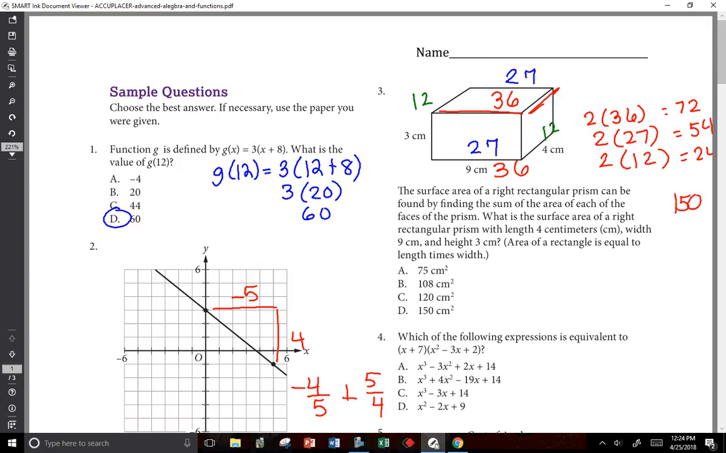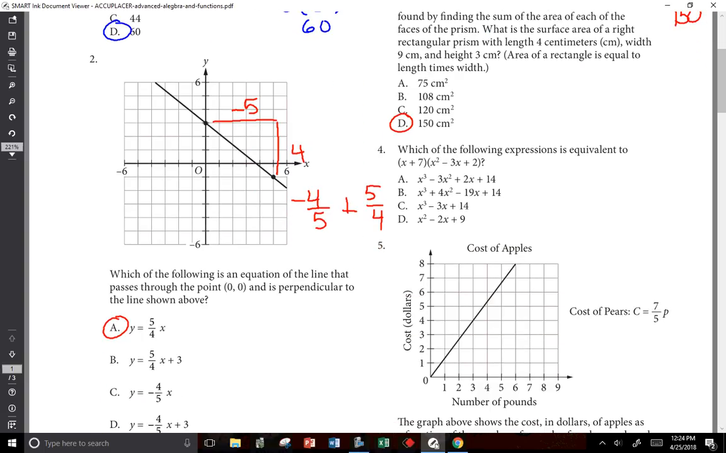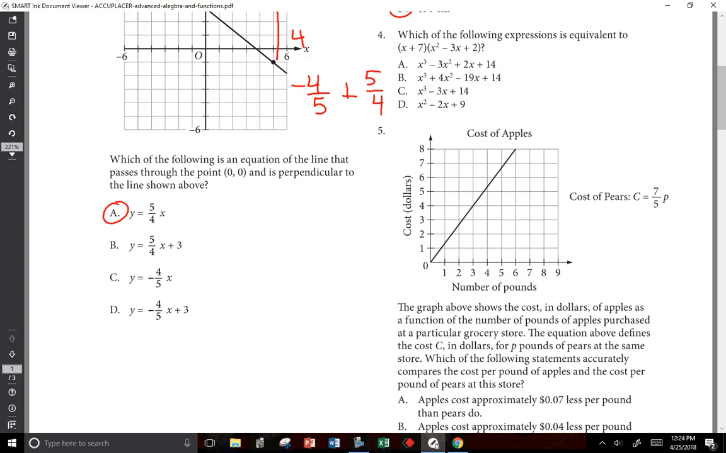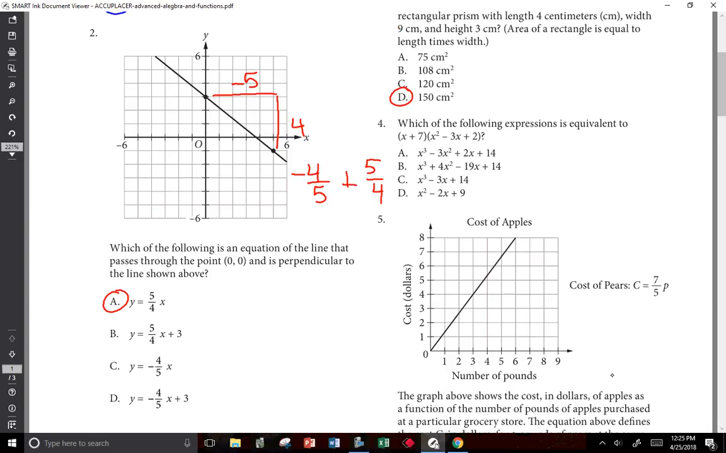Number 4, which of the following expressions is equivalent to x plus 7 times x squared minus 3x plus 2? You guys are the ones that like to do the rectangle thing, right? Because the rectangle thing really keeps it very organized for you. So if you don't like to do the rectangle, then you would just distribute the x to everything, and then you would distribute the 7 to everything, and then you would combine like terms. But the rectangle really helps you keep things organized. So what size would your rectangle be? 2 by 3. A 2 by 3.